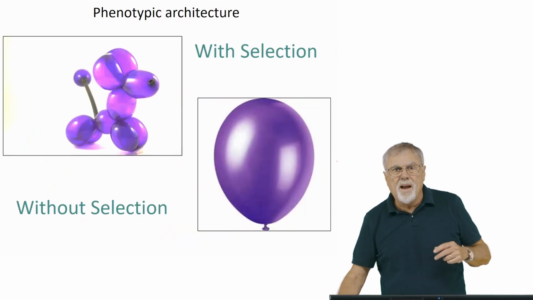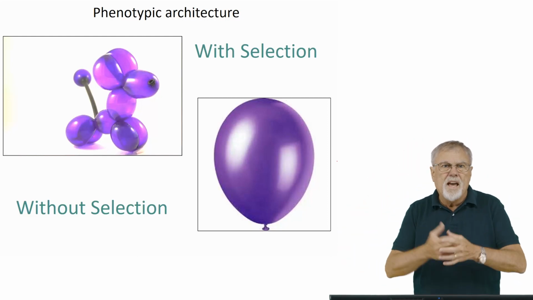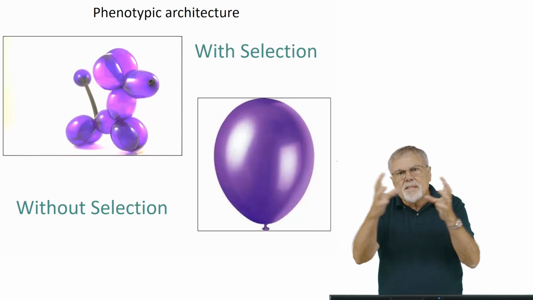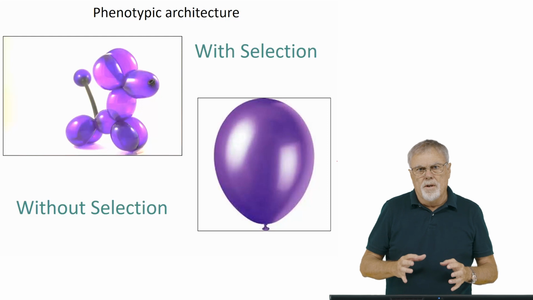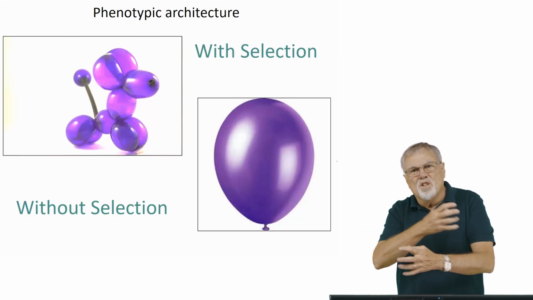Phenotypic architecture, I look at it as like making a balloon dog. If you take a balloon and you squeeze it, it'll pop out someplace else. Everything is connected to everything. Genes don't work in isolation of each other. So if you select for one trait, you're going to get other things that change along the way.